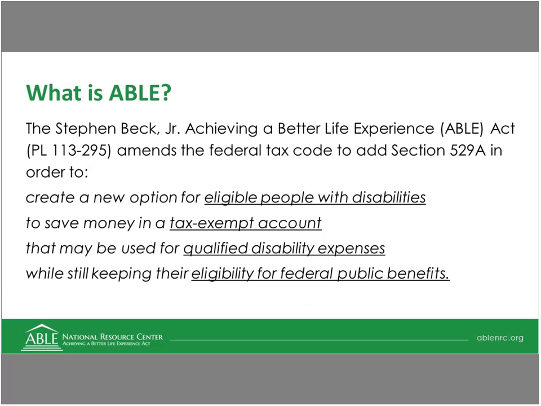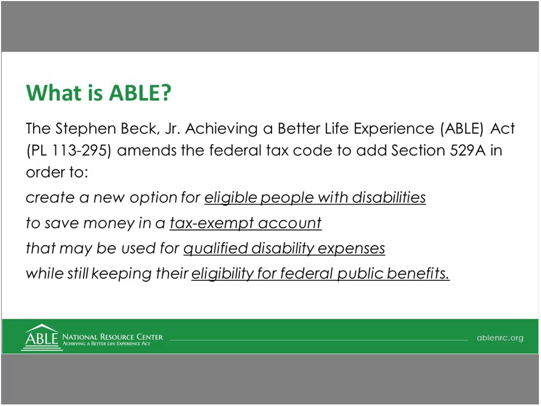Well, ABLE is the Stephen Beck Jr. Achieving a Better Life Experience Act, and it amends the federal tax code to add what's called Section 529A. So if ever you hear during the presentation or during your research or what have you, ABLE accounts referred to as 529A, they mean the exact same thing. Don't let that throw you off. That's just the part of the federal tax code that they're actually located in. So there's no difference between a 529A account and an ABLE account.